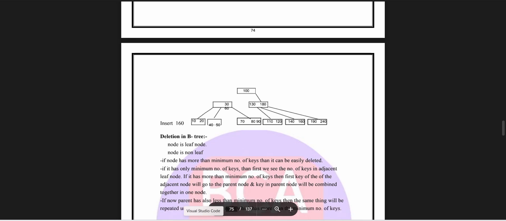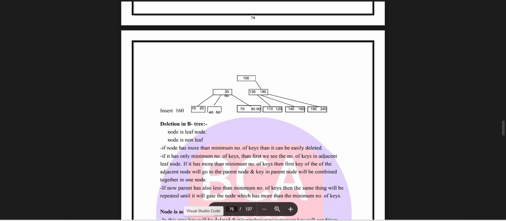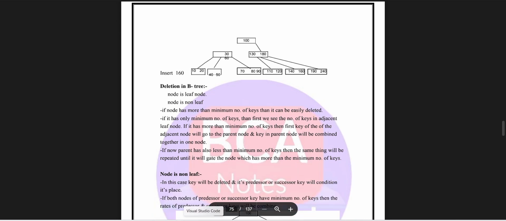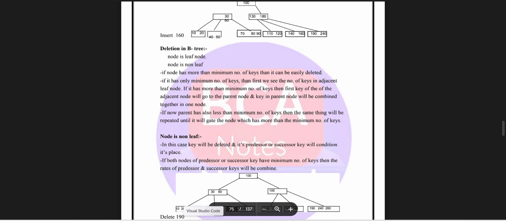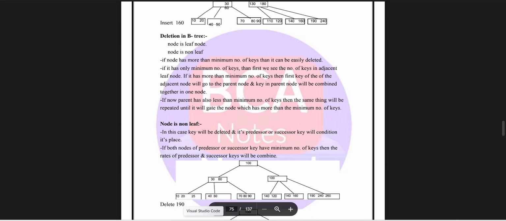Deletion in the B tree. If the node is a leaf node and has more than the minimum number of keys, the key is deleted directly. If it has only the minimum number of keys, we first check the neighbouring leaf node, and if the parent then has less than the minimum number of keys, the same process is repeated. If the node is a non-leaf, the key is deleted and replaced by its predecessor or successor key. If both the predecessor and successor nodes have only the minimum number of keys, they are merged.